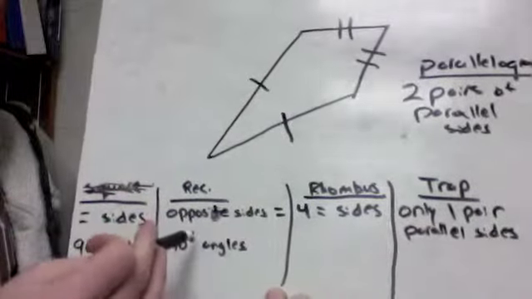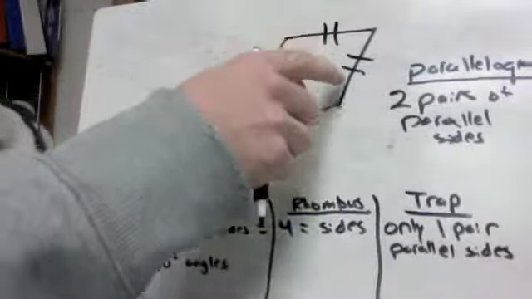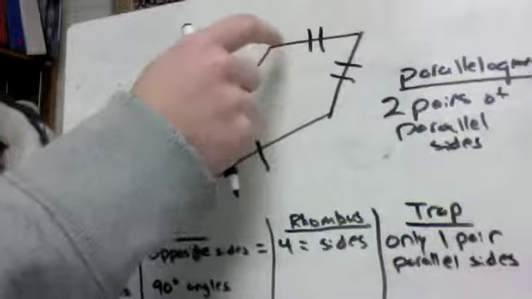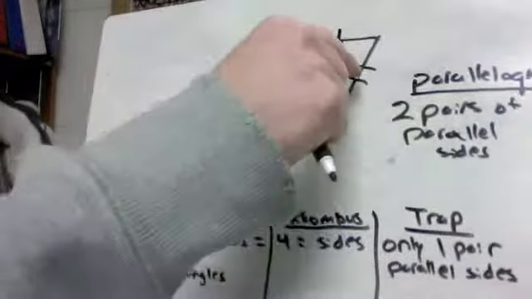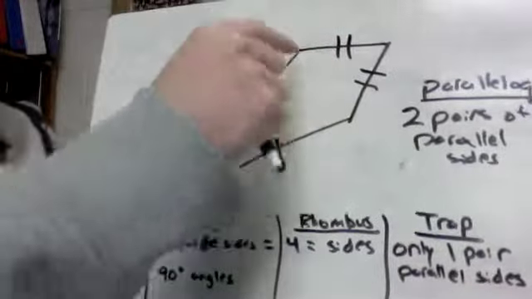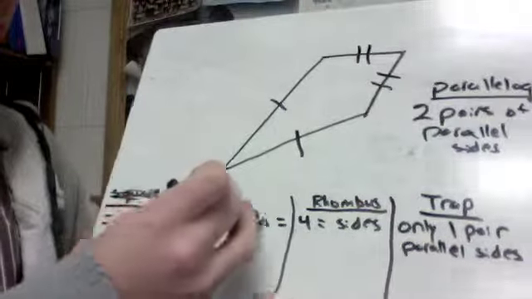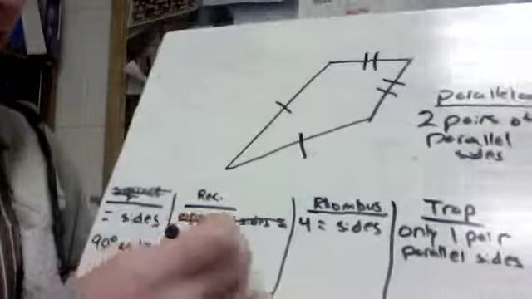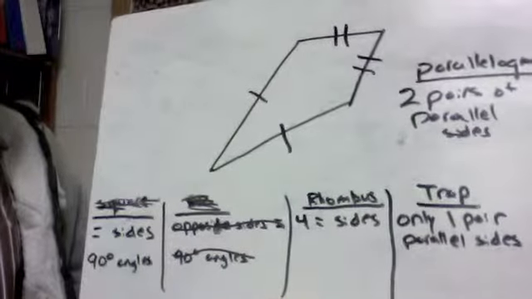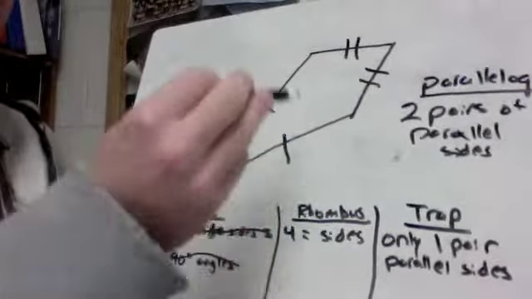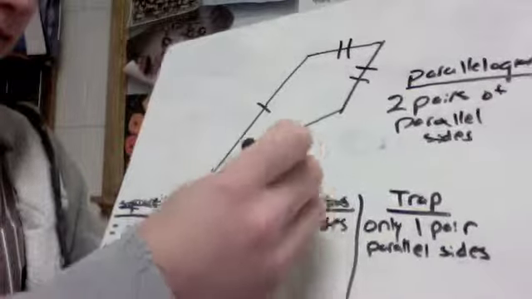Rectangle, opposite sides equal. Okay, you're thinking, well, opposite sides equal. Those aren't really opposite sides, though. Opposite sides would be like these two sides and these two sides. So opposite sides are not equal. And it doesn't have 90-degree angles, so it can't be a rectangle. Rhombus, 4 equal sides. Obviously not.